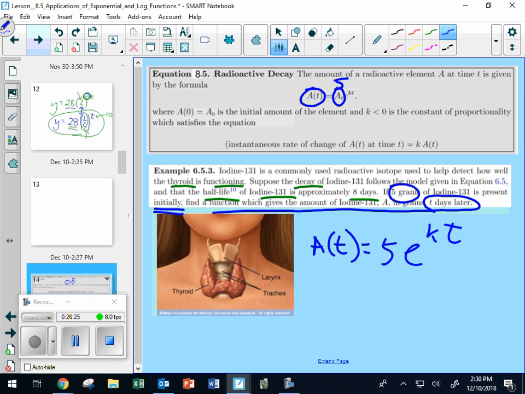But I know a little bit more than that. What if they also told me something that I haven't used yet? The half-life is 8 days. All right, so watch what happens here. If the half-life is 8 days, that means I start with 5. What do you think I end with if it's half-life? No, it's half. It's not 0 life. Half of 5, 2.5, equals 5 e to the k. And how long does it take to do that? Times 8. If you do that and you solve for k, you can find out what k has to be.